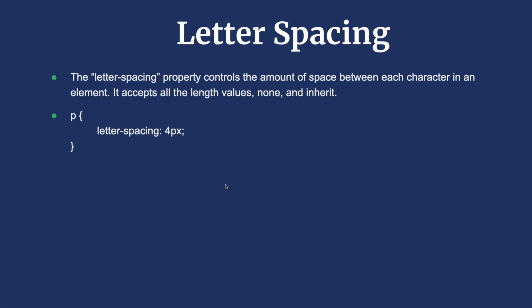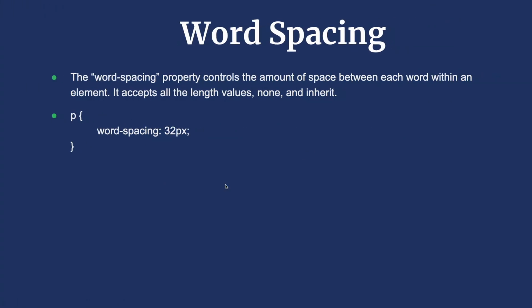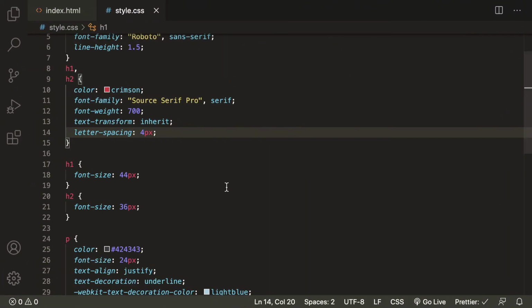Alright, after the letter spacing we have the word spacing property. The word spacing property is similar to the letter spacing property, but it controls the amount of space between each word within an element. Similarly, here also it accepts all the length values, and apart from that we have none and inherit. So let's experiment.